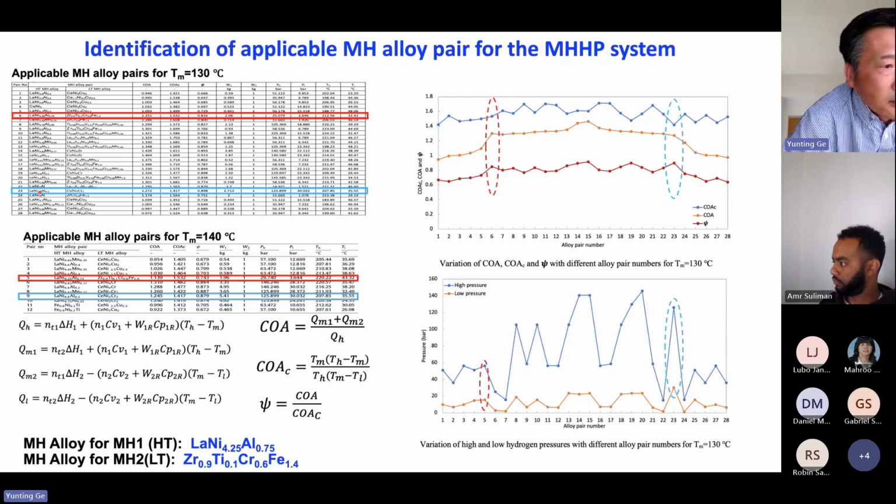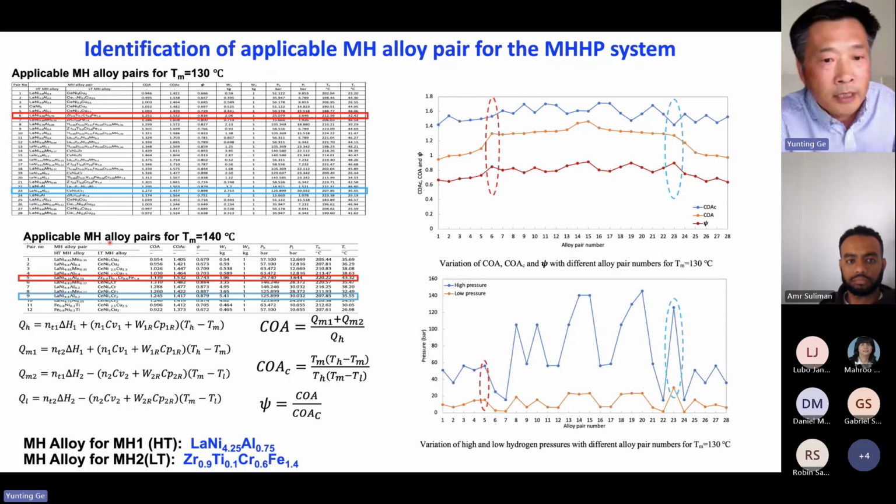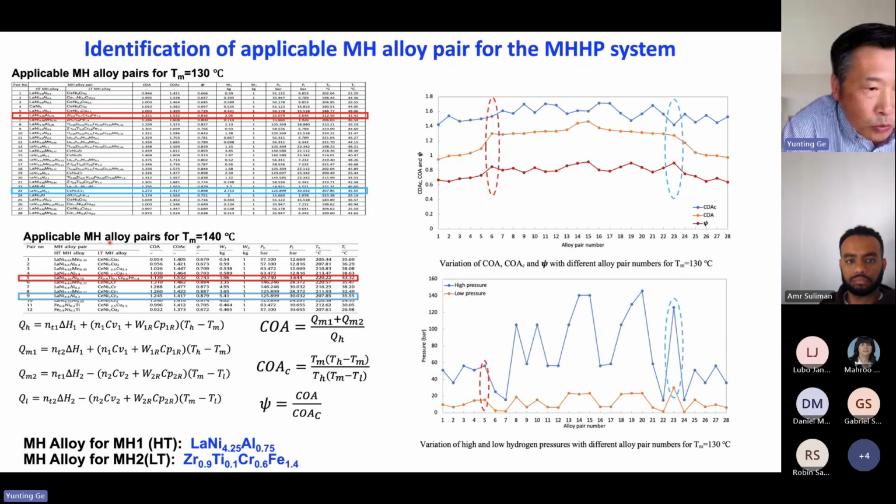The metal hydride alloy pair enclosed by the blue line can also be used for both Tms. So we identified two candidate metal hydride alloy pairs: one enclosed by the red square, and one enclosed by the blue square. After this, we want to select only one. So we do the energy analysis to calculate the COP for the heat pump, and also the Carnot COP and the active COP. We choose the maximum one.